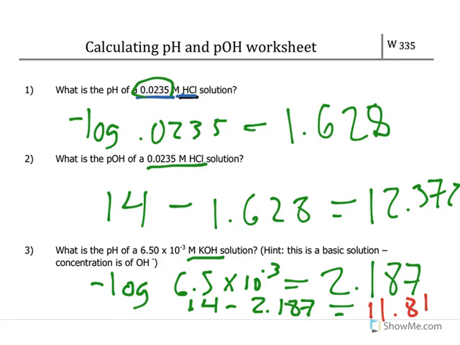So you can see right there, if it's a base, you're going to have to do the negative log and then convert it to pH if you're looking for pH. If it's an acid and you're looking for pOH, you have to do the negative log and convert it to pOH. Remember, the negative log of acids gives us the pH. The negative log of bases gives us the pOH. And if it's asking for the other thing, we'll just do 14 minus to convert from pH to pOH or from pOH to pH.